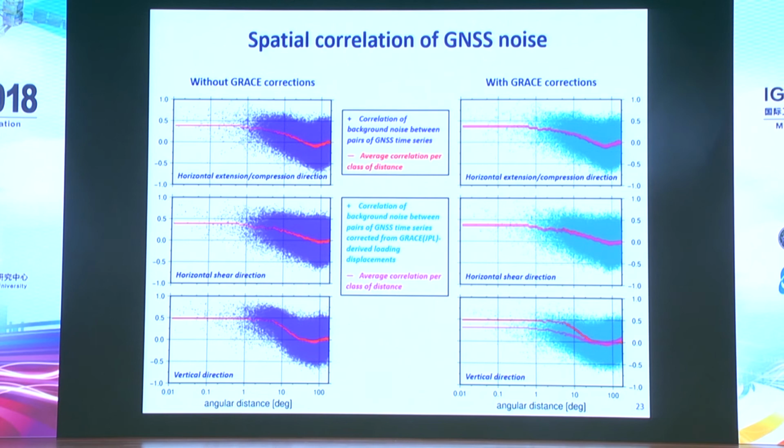And here are in light blue and purple the same plots, but for GNSS time series corrected from GRACE-derived loading displacements. And the red line on the right is the same as on the left, it's just shown again for comparison. So as could be expected from the previous slide, GRACE corrections do not change the spatial structure of the background noise very much in horizontal, but they, however, notably reduce the spatial correlation of the noise in GNSS time series in vertical.